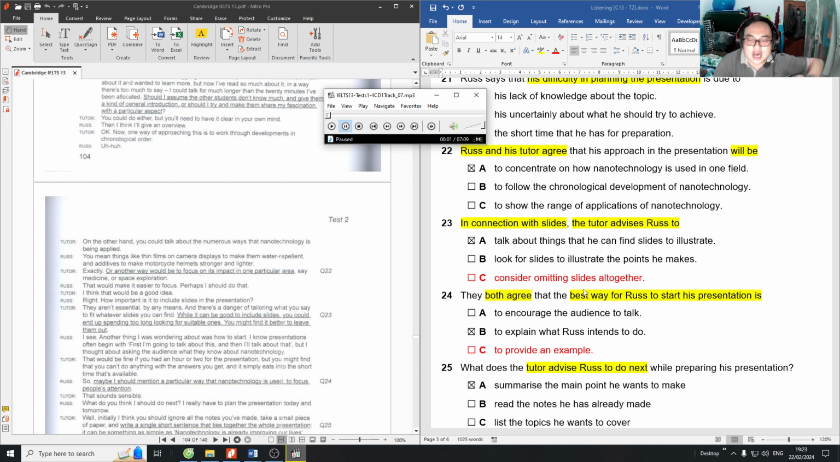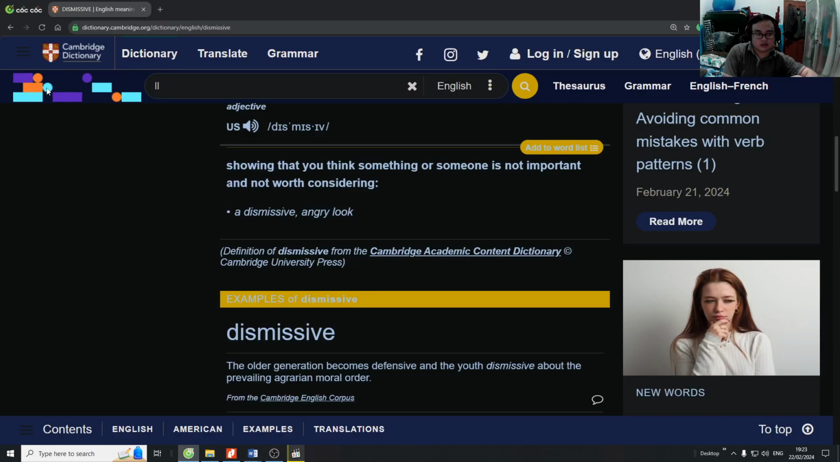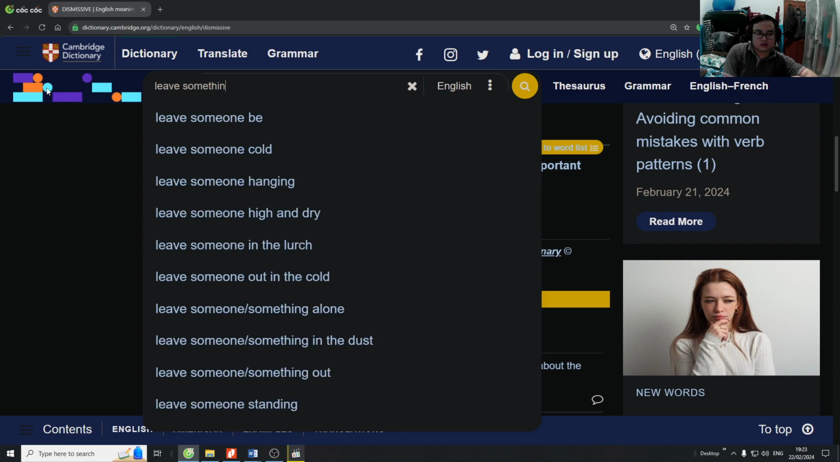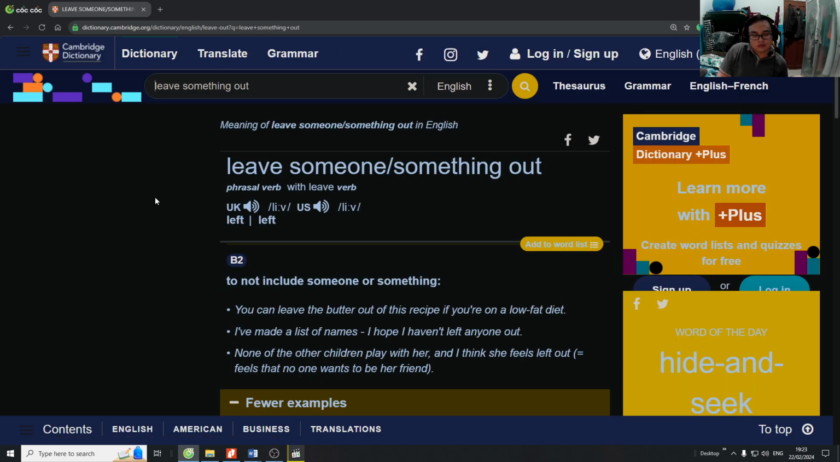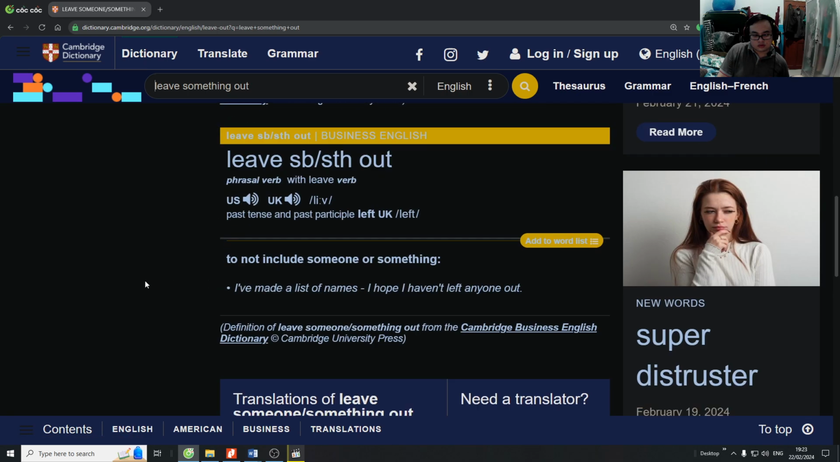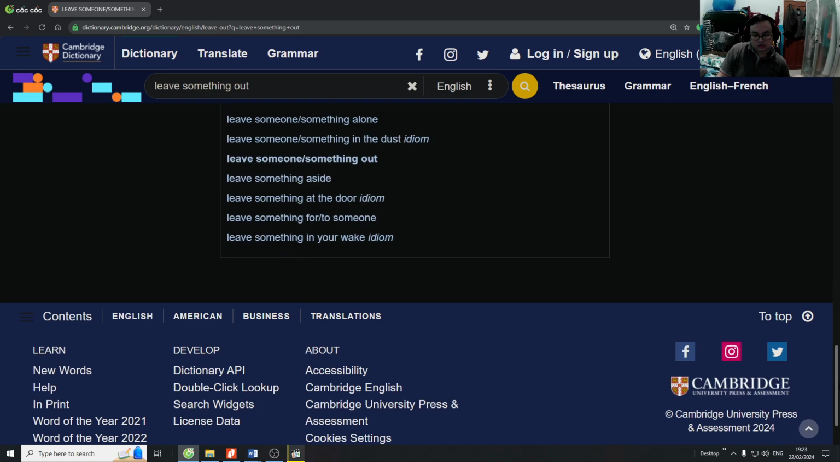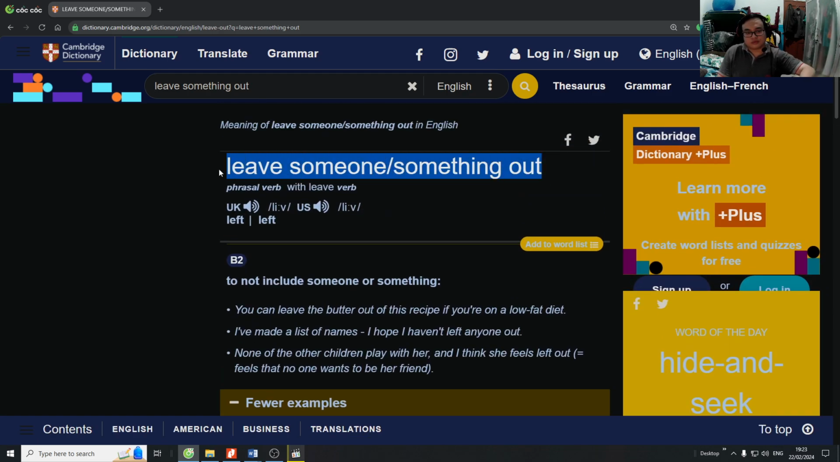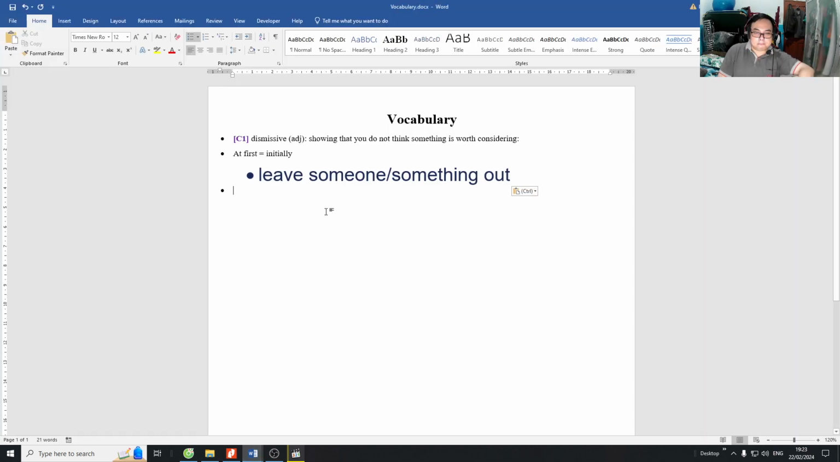You see the option: leave the slides out altogether. Leave something out. It means not include. Leave something or someone out means you do not include them. Omit them. Right, it's news to me.